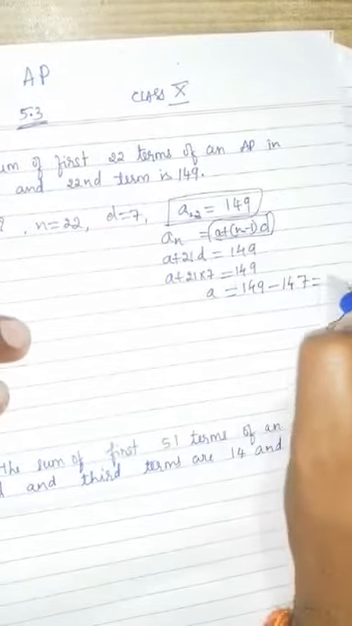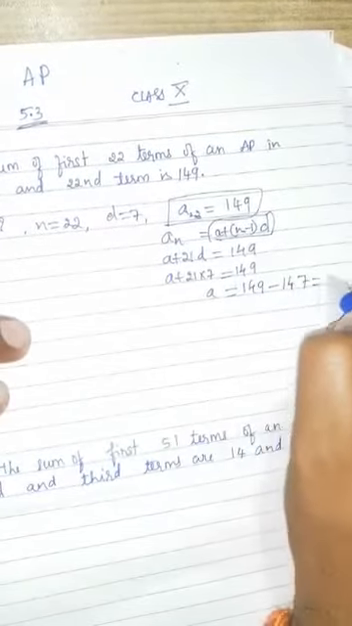Now, N is nothing but 22 divided by 2. 2A is 2 into 2, that is 4, plus N, 22 minus 1, into D. D we have 7. 22 minus 1 is 21. 21 into 7 is 147. So 11 into 151. Multiply and write the answer.